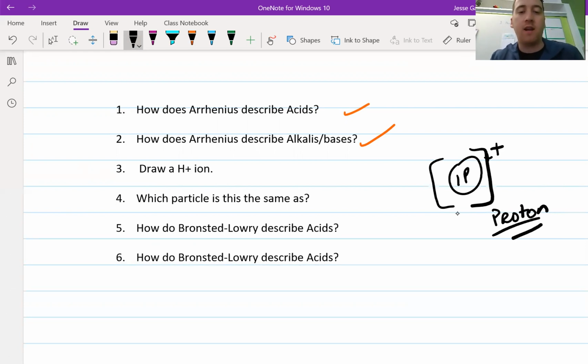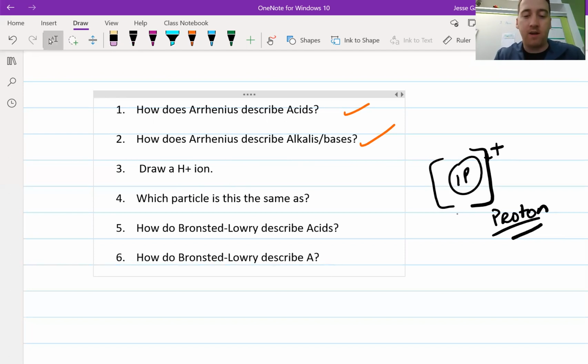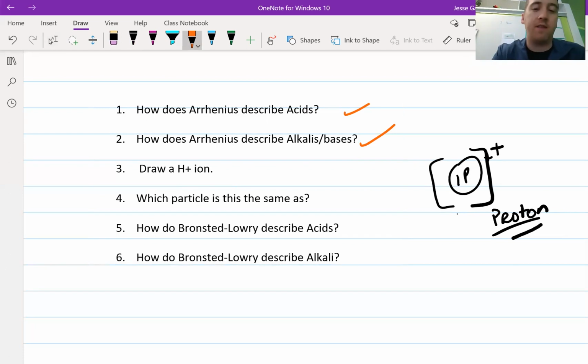And then how do Bronsted-Lowry describe acids? And that last one, sorry, that's clearly wrong. It's how do Bronsted-Lowry describe alkalis? If you didn't write how they describe alkalis for the last one, pause the video and do that now. Go back to your notes and check you have them right. Again, you should be able to do them from memory now. You shouldn't be relying on copying from your notes at this stage.